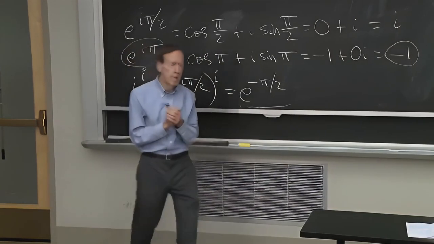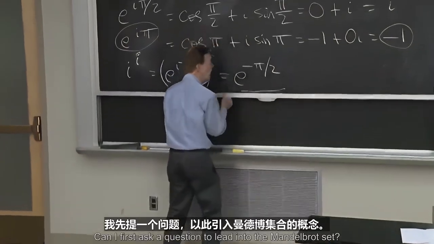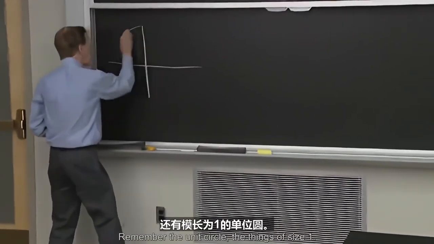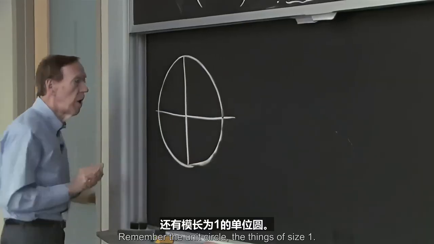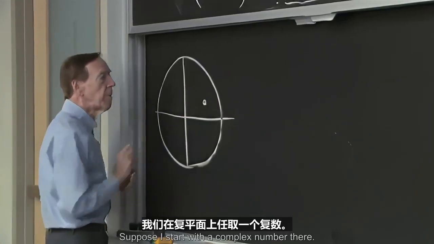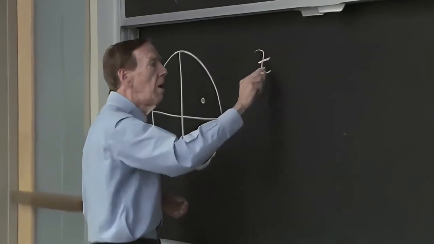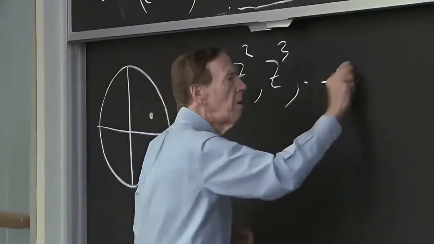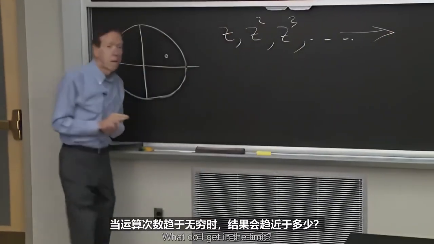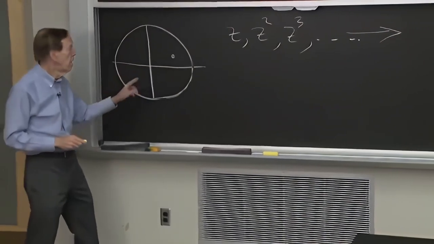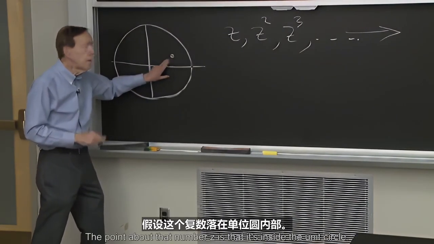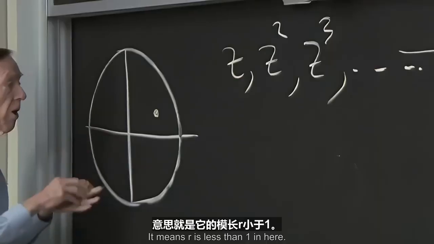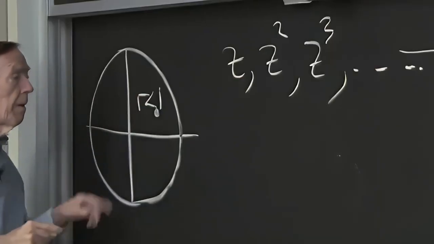Now for the Mandelbrot set. Can I first ask a question to lead into the Mandelbrot set? Remember the complex plane. Remember the unit circle, the things of size 1. Suppose I start with a complex number there. Start with z. Look at z, z squared, z cubed, forever. What do I get in the limit? So I take that number z. The point about that number z is that it's inside the unit circle. What does that mean? It means r is less than 1 in here.